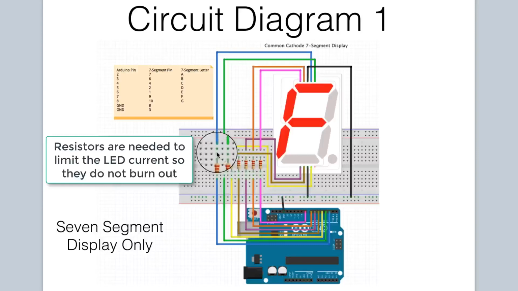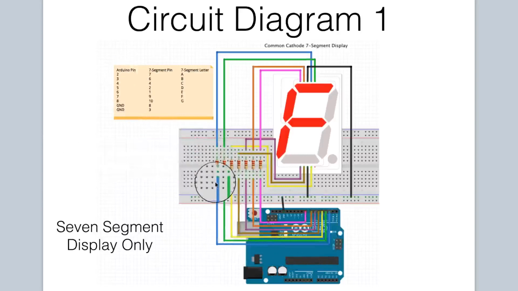If we start at the extreme left, pin 2 on Arduino is connected to that first resistor, and the end of the resistor would go to pin 7 on the 7-segment display. Similarly, the second resistor is connected to pin 3 on the Arduino, and the other end goes to pin 6 on the 7-segment display. Next one, pin 4, then it goes to pin 4 on the 7-segment display.